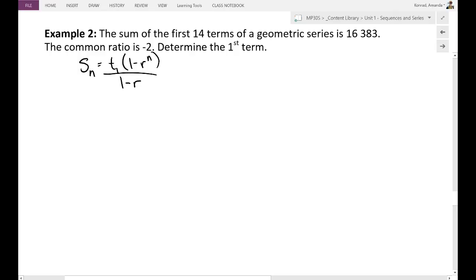We can pause to identify our variables. We're talking about the sum of the first 14 terms, so Sn is actually going to be S14, which means that n is 14. We're told that the common ratio is -2, but we also are told not only that it is S14, but what that sum actually is, which is 16,383. And then we're asked to find term 1.